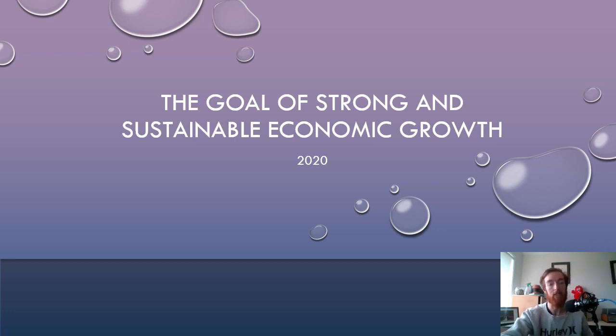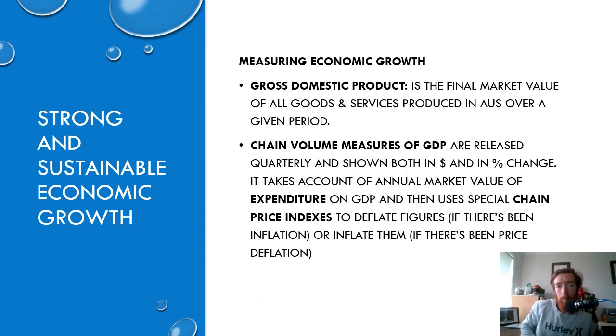So measuring economic growth, we use gross domestic product, which is the final value of all goods and services produced in Australia over a given period of time. So it's just the total value of production. You could also say the total value of production of all goods and services produced in a nation over a period of time, or a year, as we often use in Australia. That's totally fine, but that is gross domestic product.